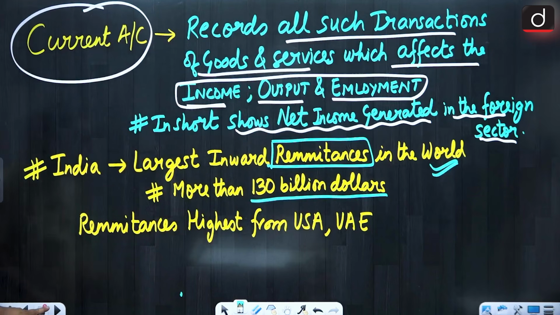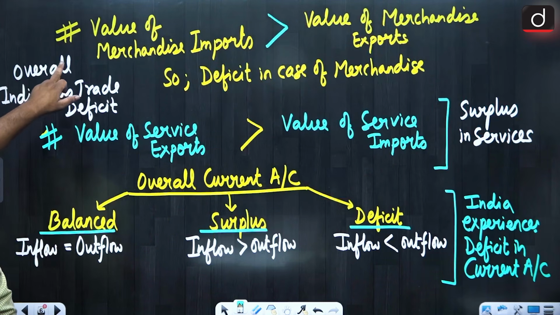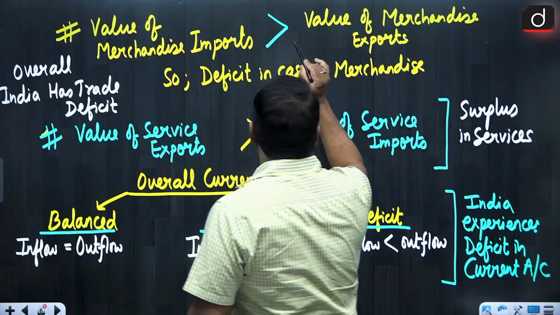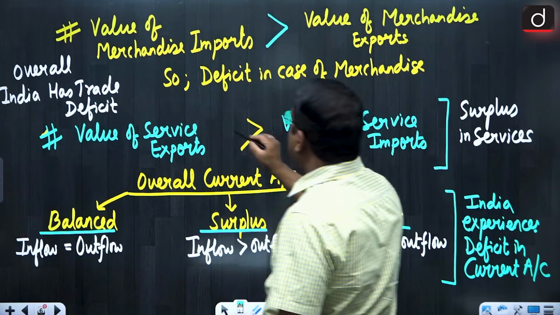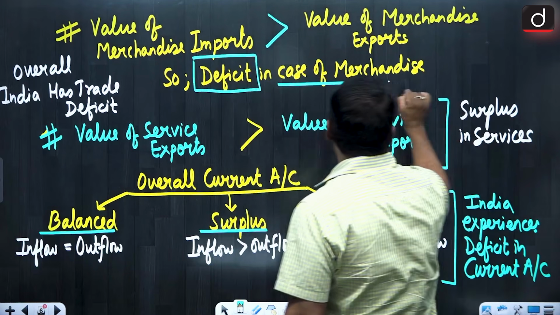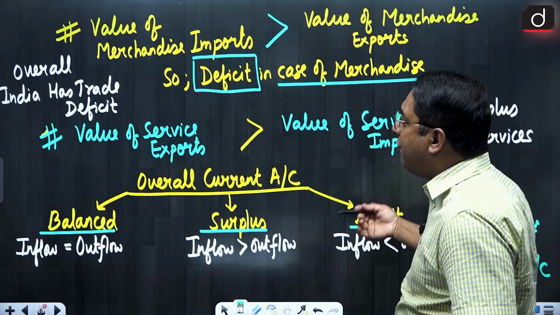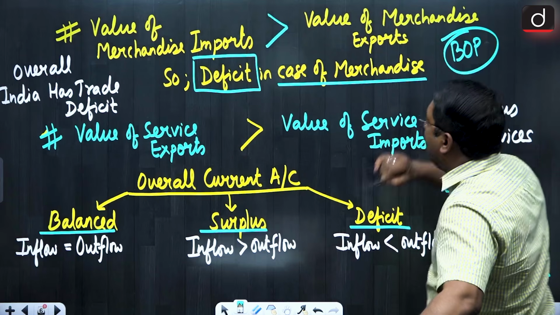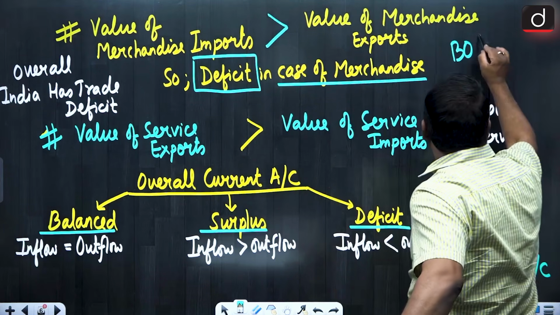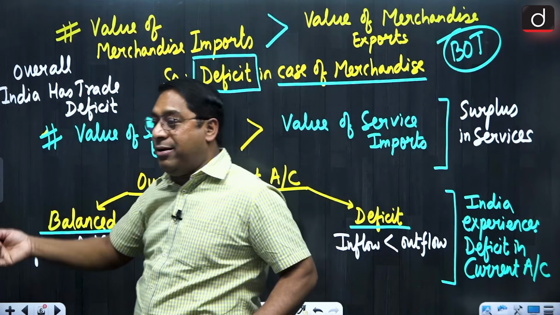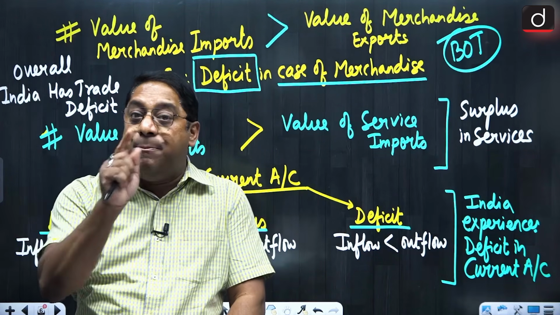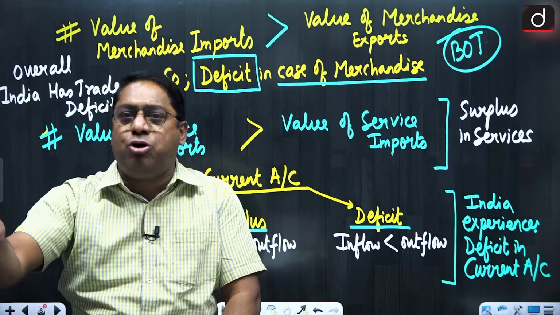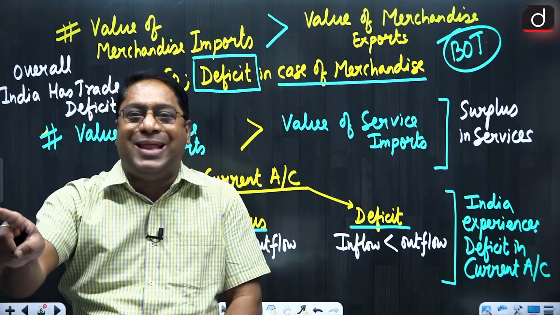And also we must remember, as I said, that the value of merchandise imports, that is goods imported, is greater than the value of merchandise exports. So there is a deficit when it comes to merchandise, that is, the trade of goods. And always remember, when it is the trade of goods, there is a term called BOT, the balance of trade. Balance of trade is only with regard to goods. It has nothing to do with services or anything else.